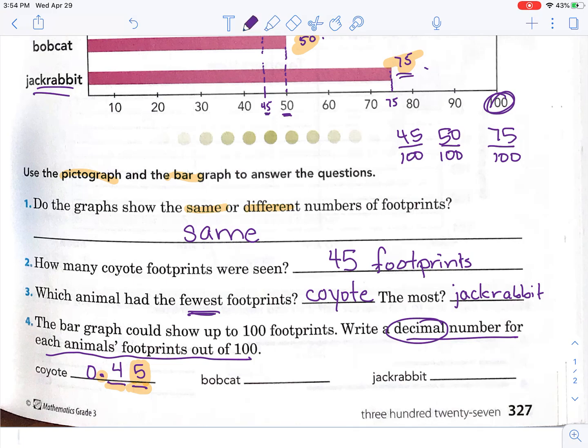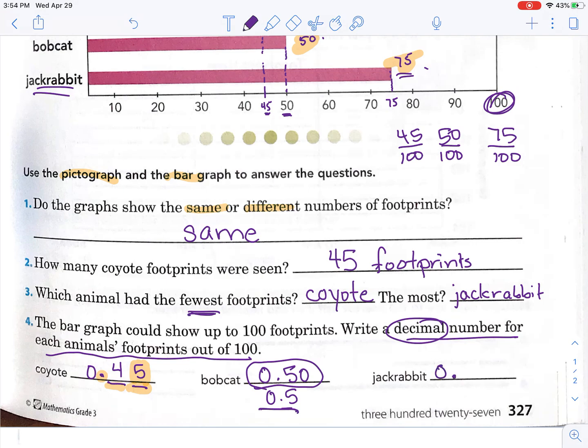What about the bobcat? It's very easy. 0.50 out of 100. Now, if you could say, well, Mrs. Cornthal, is that the same as 0.5? Yes, I will take it. I'm going to keep it at the hundredths place, though, only because that tells me it's 50 hundredths. But this is exactly the same thing, boys and girls. Exactly the same. I would take either answer.